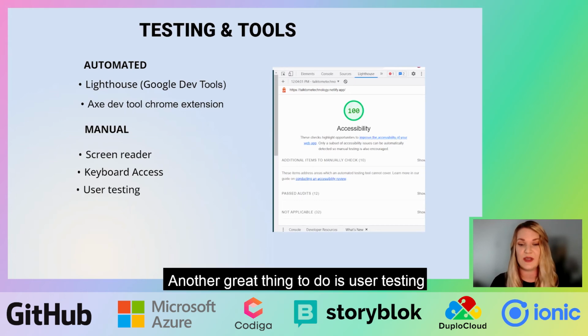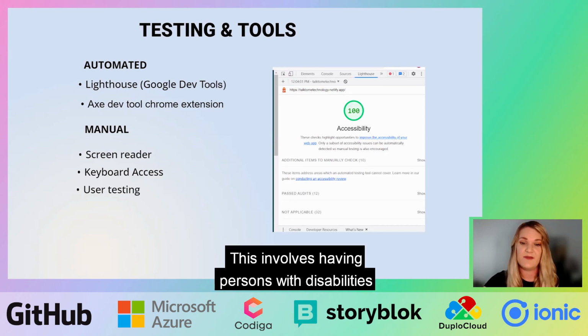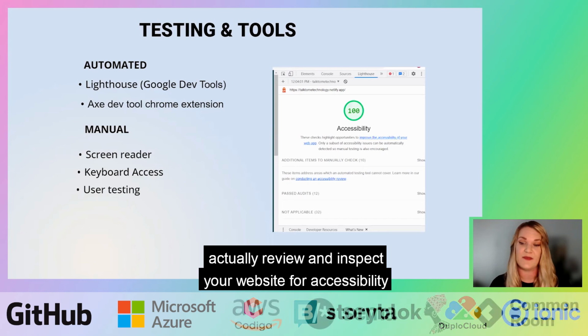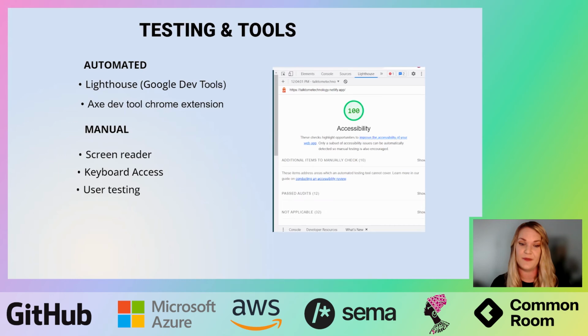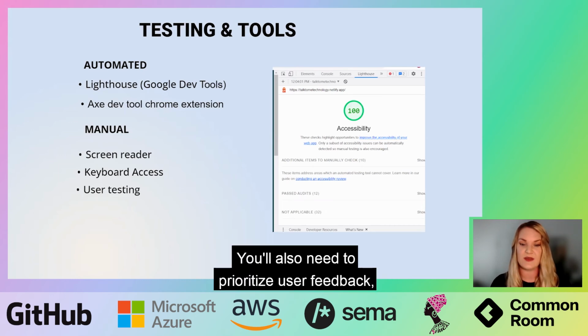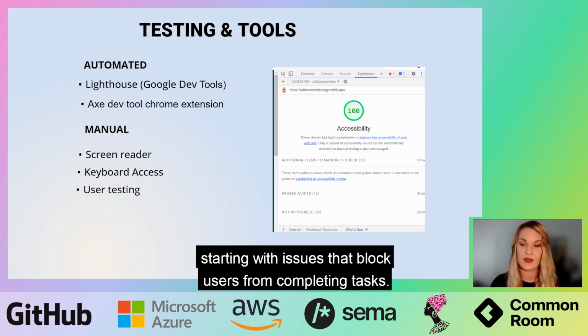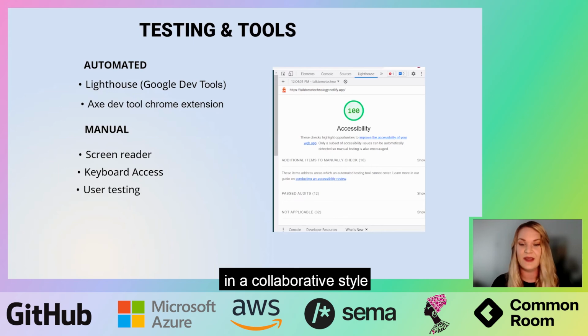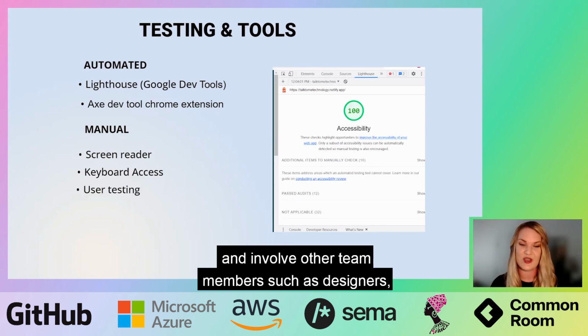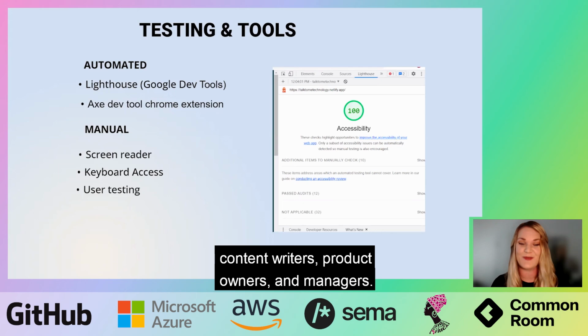Another great thing to do is user testing as early as possible in the process. This involves having persons with disabilities actually review and inspect your website for accessibility and give you feedback on the usability of your site. You'll also need to prioritize user feedback, starting with issues that block users from completing tasks. It's also great to do this kind of testing in a collaborative style and involve other team members, such as designers, content writers, product owners, and managers.